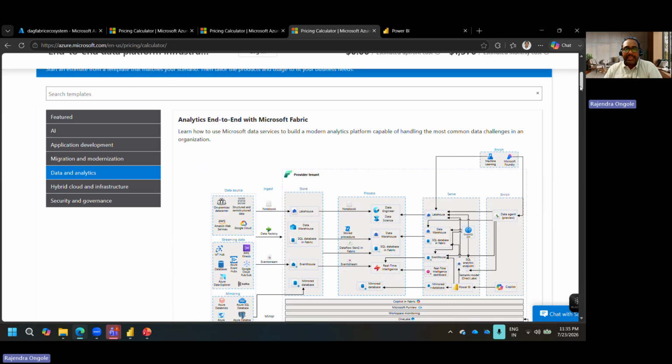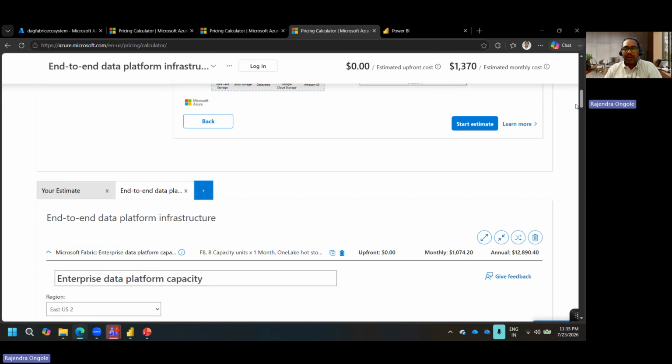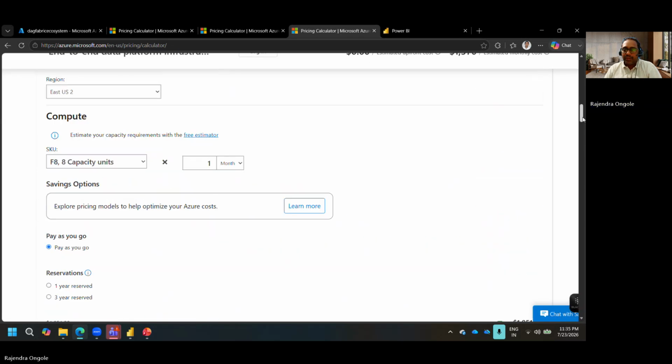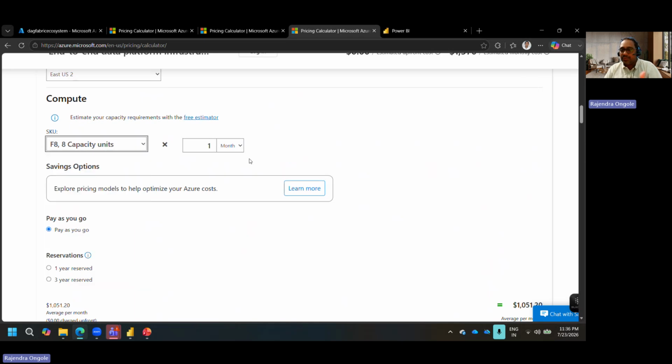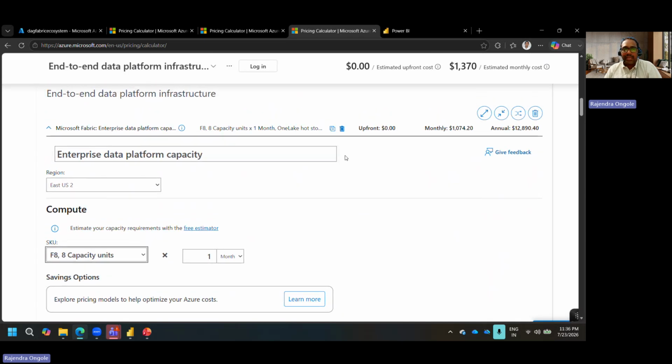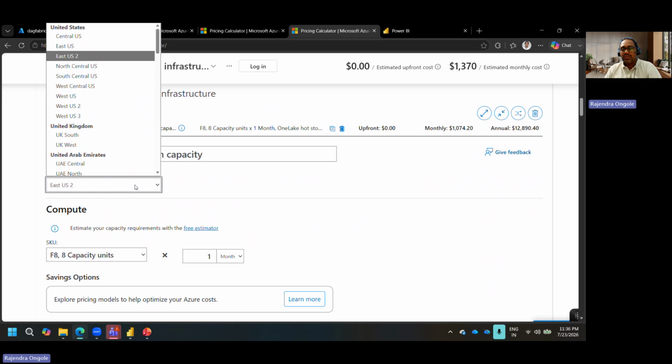Now, if you want to design on your own, you can also do the estimations accordingly. See here, a little down, you can change it as per the utilization, as per the selection of each and every workload. And this is how the design looks as per the choosing of the regions.